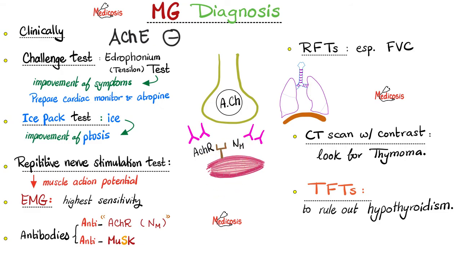How do we do this clinically? You look at the patient's ptosis. You tell the patient to repeatedly move the eye muscles until the patient's muscles get tired. Then you give the patient edrophonium and voila, the symptoms will improve very quickly. And this confirms the diagnosis of myasthenia gravis.